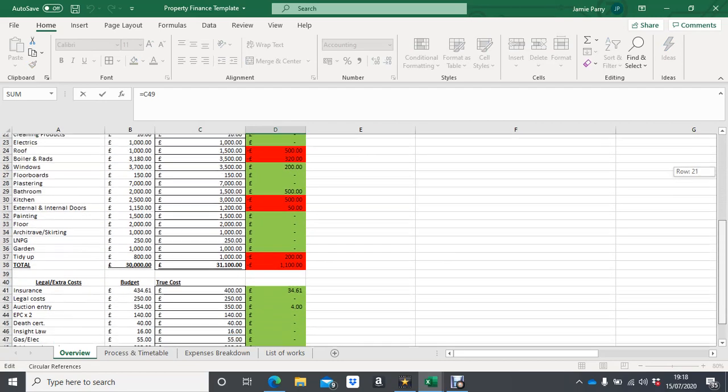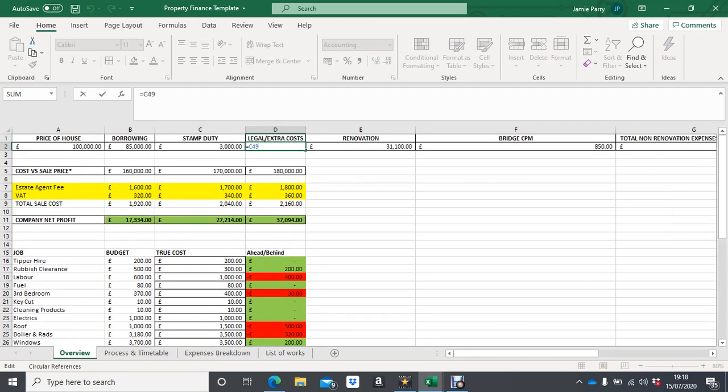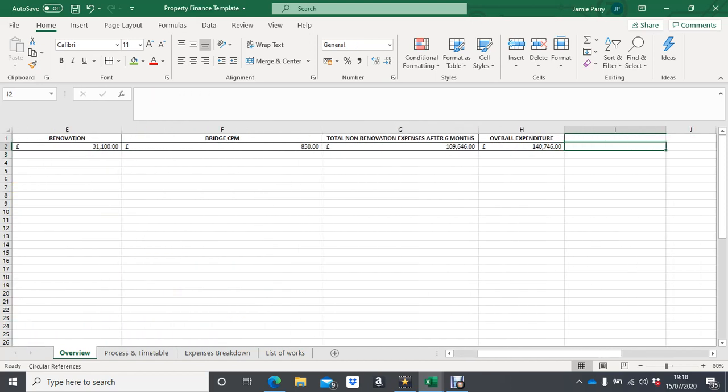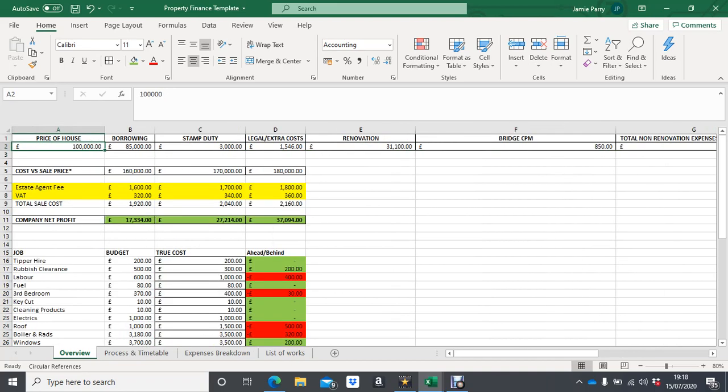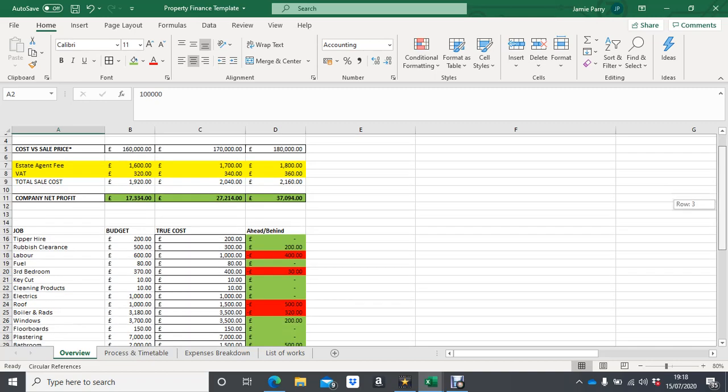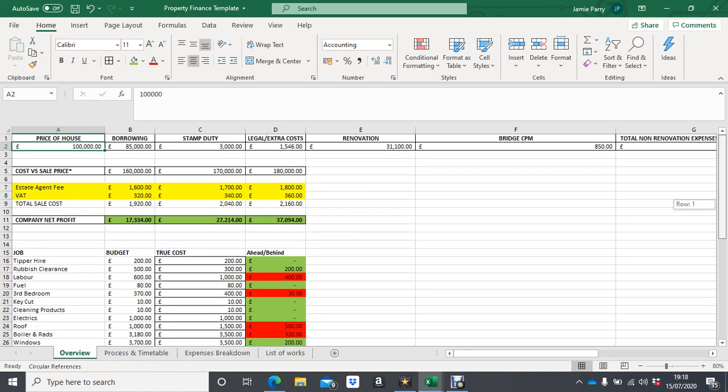The benefit of putting these sums in, guys, is as we go along, as we're filling this out, we can have a real-time example of what's going on with our finances. So if we suddenly find that this renovation cost is creeping up and it's impacting our overall expenditure, we may need to address this or take a look at it. Okay, so that's a really quick example of how I do things.